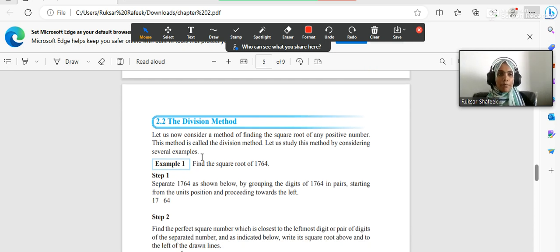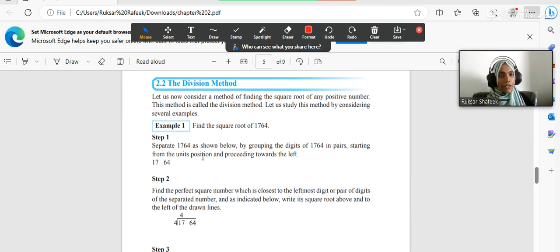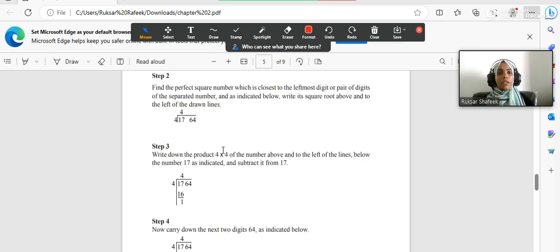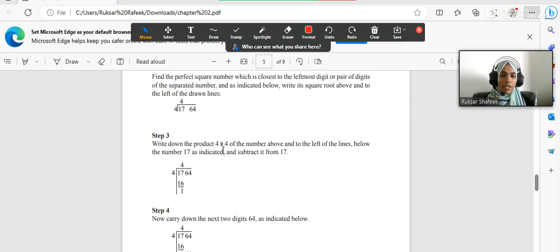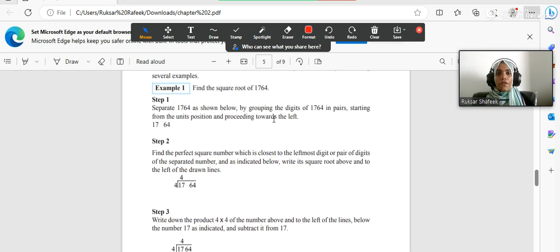So moving to the second method, that's the division method. The division method is really different from the first approximation method, because approximation was like a guess that we went towards, but with the division method we can go up to the first decimal, or 1, 2, 3 decimal places, based on the question that they've given. So the first thing that we need to do is step 1, which says separate the number. Now we're going to find the square root of 1764. So we're going to separate it and put the digits in pairs. But remember, when you're putting them in pairs, we start from the units position, or the ones. So 4 and 6 come together as 64, and 17 together.